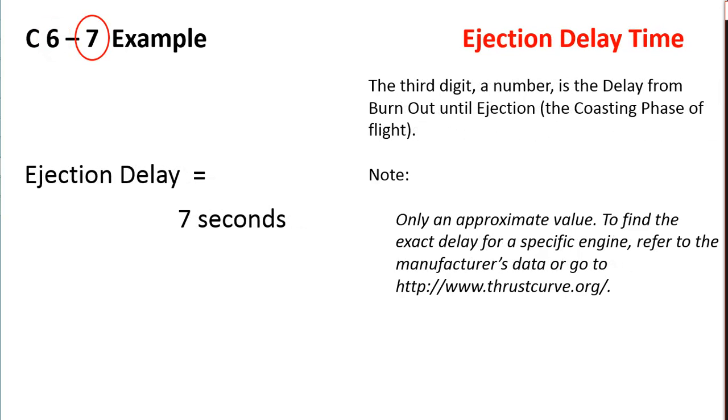The third digit, which is also a number, is the delay from burnout until ejection. In other words, it's how long the coasting phase of flight is. In our example of a C67, the ejection delay is 7 seconds. That means that the delay charge that starts burning when the fuel is exhausted burns for 7 seconds before the ejection charge goes off. Again, this is only an approximate value. To find the exact delay for any specific engine, you need to go to the manufacturer's data or thrustcurves.org.